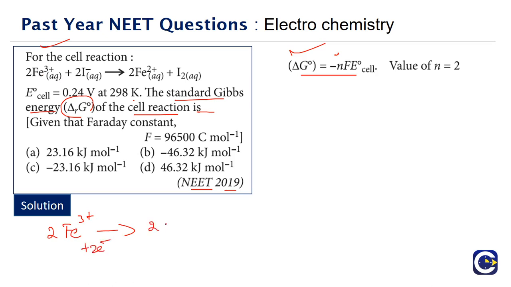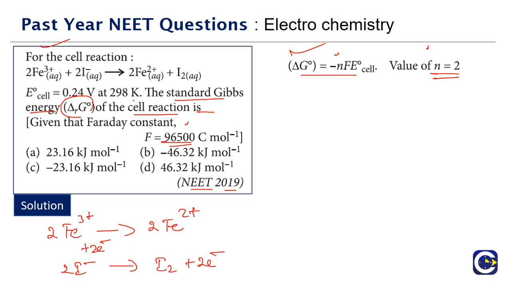reduction by taking 2 electrons to become Fe2+, and similarly the I- is undergoing oxidation. So the number of electrons exchanged in the reduction part as well as the oxidation part will be 2. In the reduction part 2 electrons will be absorbed, in the oxidation part 2 electrons will be released. So the value of n in this case is 2. Now F is the Faraday constant, the value given to us is approximately 96,500 coulomb per mole.